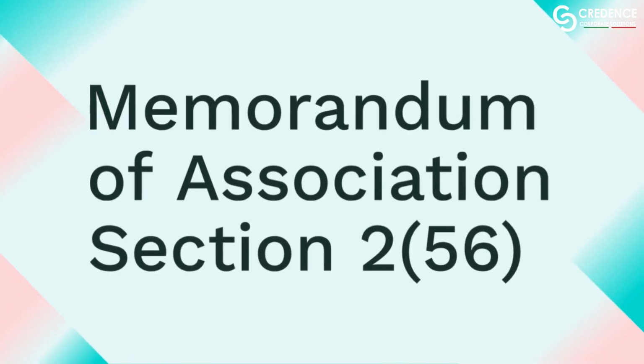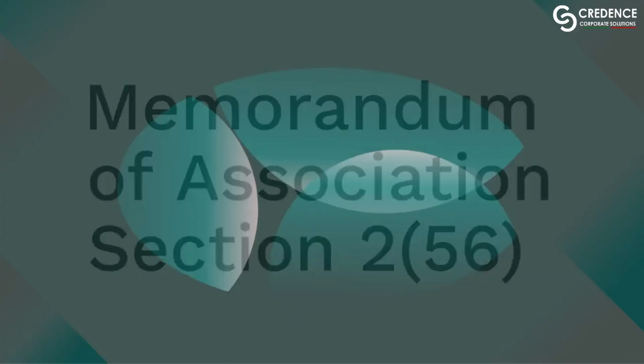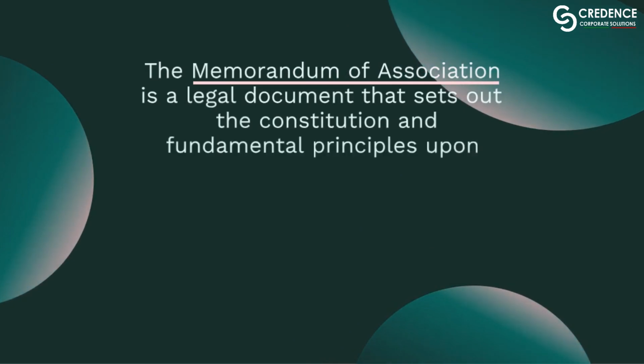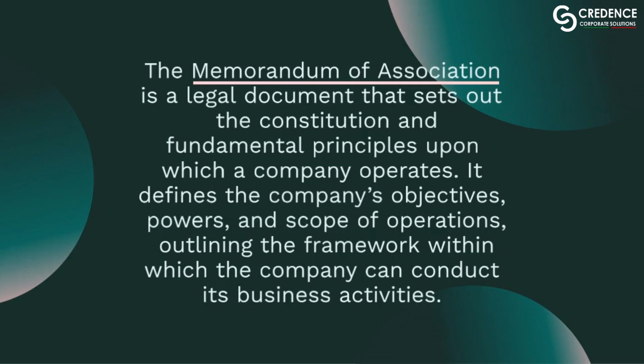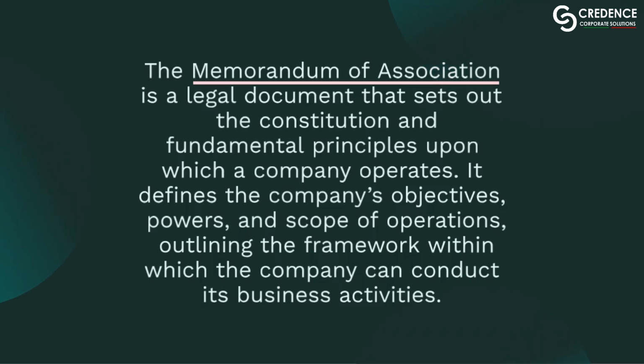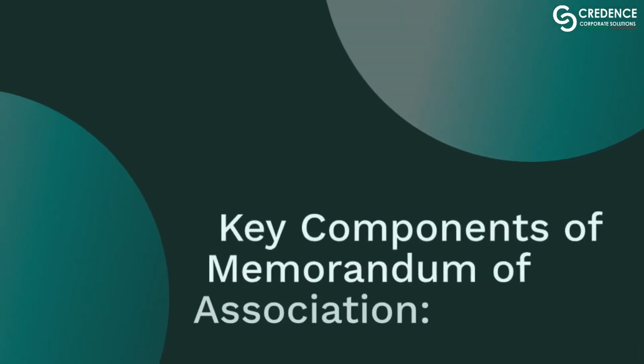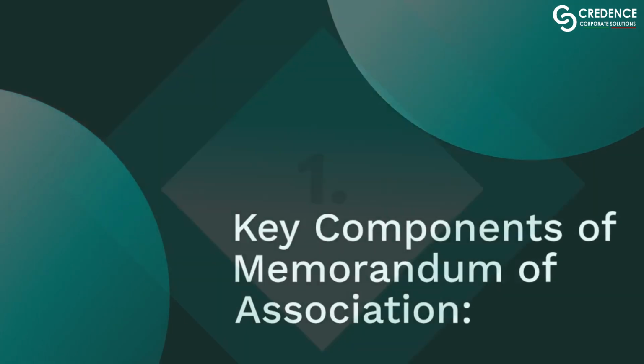Memorandum of Association Section 256. The Memorandum of Association is a legal document that sets out the constitution and fundamental principles upon which a company operates. It defines the company's objectives, powers, and scope of operations, outlining the framework within which the company can conduct its business activities. Key components of Memorandum of Association.